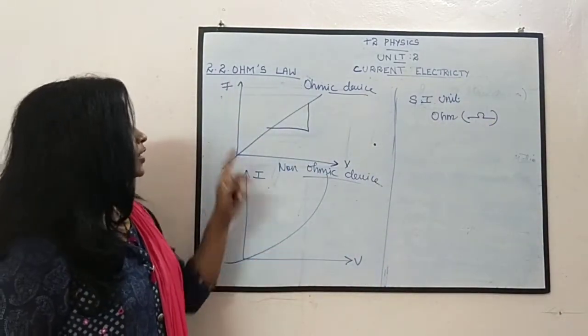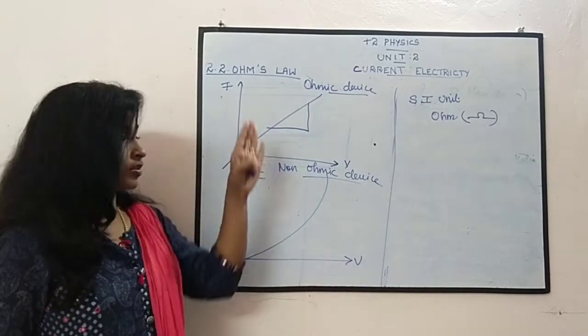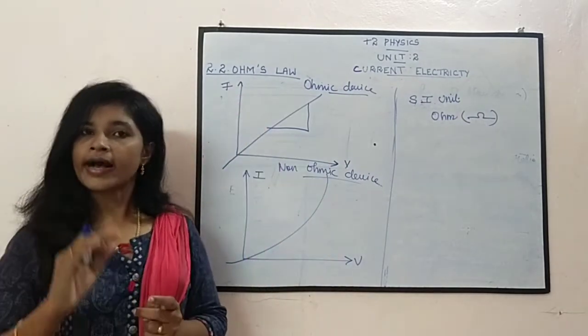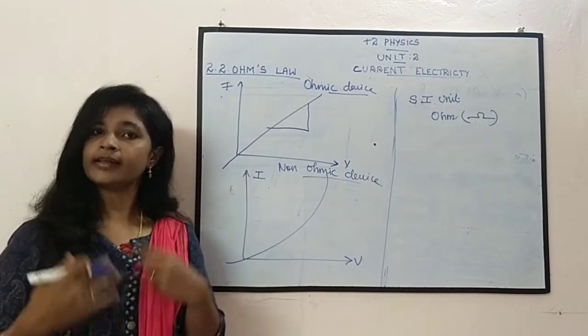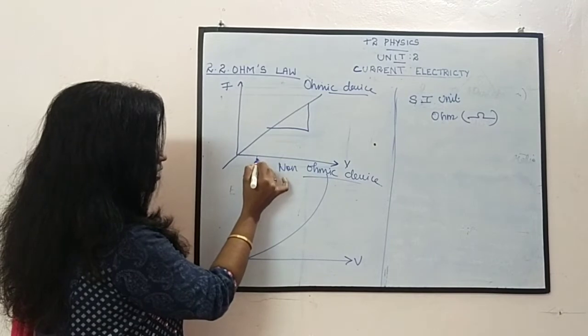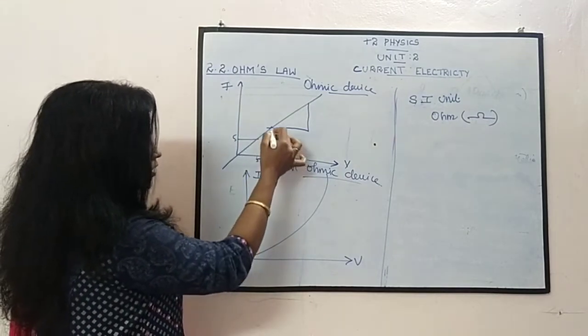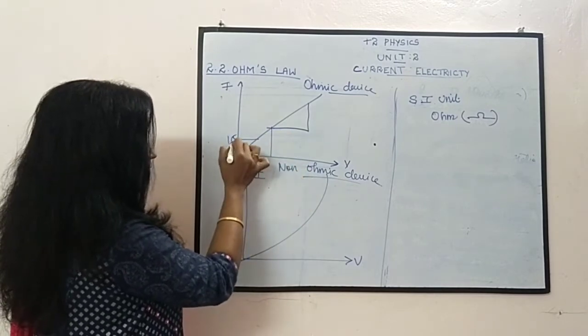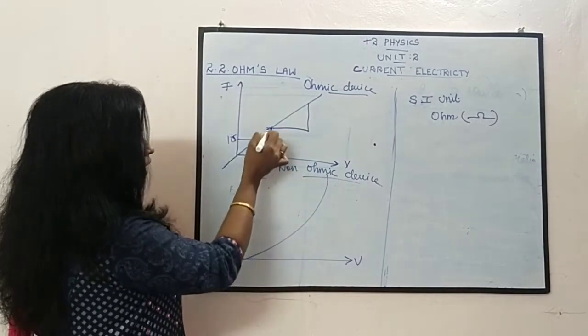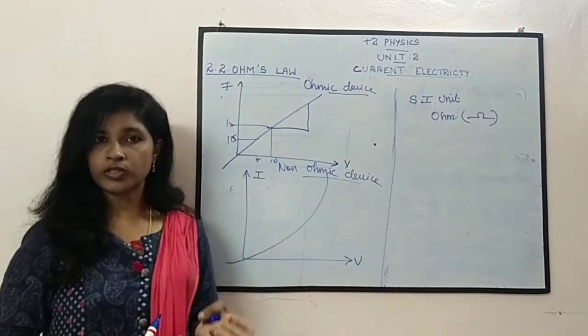Now this is the characteristic curve of a resistance, that is, Ohm's law. What is Ohm's law? As the voltage increases, automatically the current will increase, right? So this is Ohm's law. As the voltage is 5, what about my current? The current is also increasing. As my voltage goes from 5 to 10, the current will also go up. Likewise, as the voltage is increasing, the current will also be increasing.